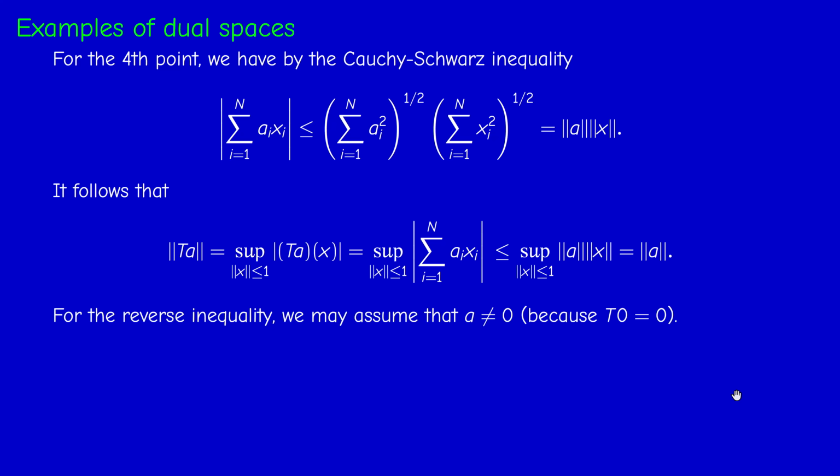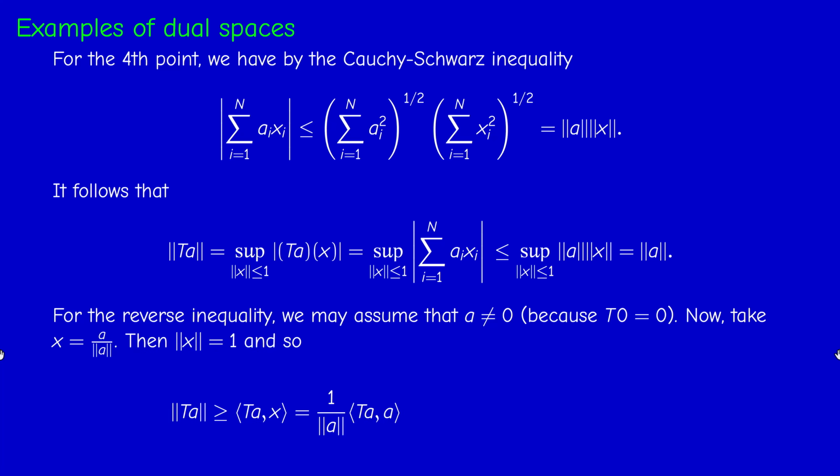Okay. Now, the converse is less trivial. We have to prove that the norm of T_A is bigger or equal than the norm of A. So we may assume that A is different from 0, because if A equals 0, of course T_0 equals 0, so they have the same norm. It's not interesting. And now we take X to be A over its norm. So it's a unit vector. It's a vector on the unit sphere. Now the norm of T_A is bigger or equal than T_A evaluated at X, because, by definition, this is the supremum.